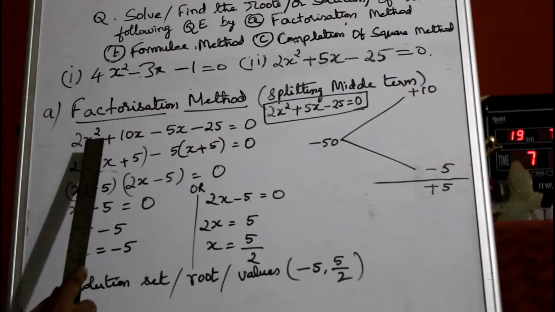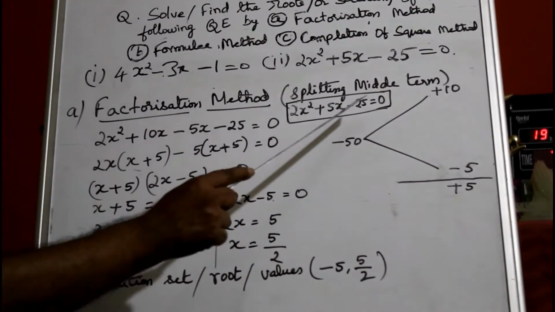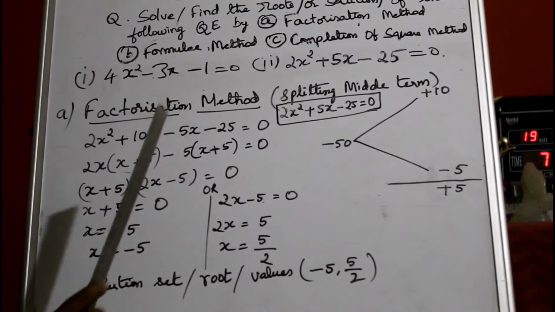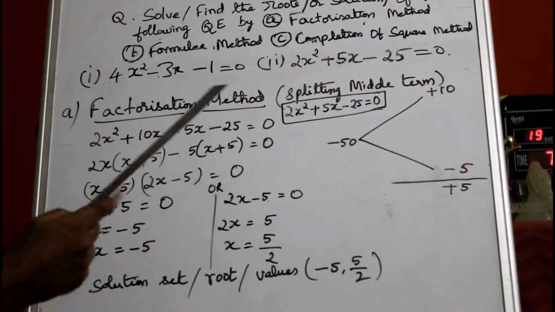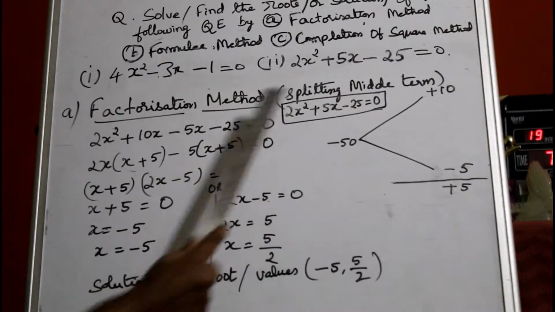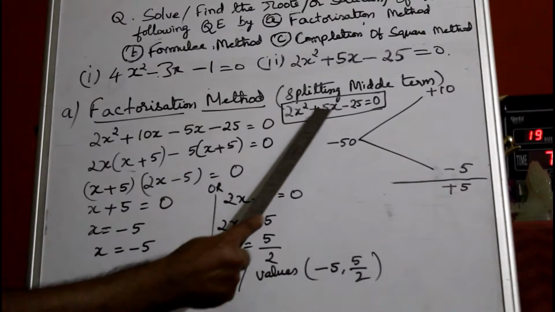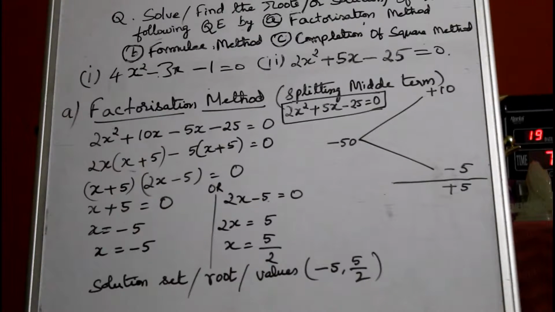Now, the first term 2x square you write as it is, and the last term minus 25 you write as it is, equal to 0. This 5x is split into plus 10x and minus 5x. This is called splitting the middle term. We are not changing the sum. The sum is the same thing, 2x square and minus 25. The 5x is split as plus 10x and minus 5x. In fact, if you add, you get the same answer. So the sum is kept intact, but the middle term is split. It's called the factorization method of splitting the middle term.